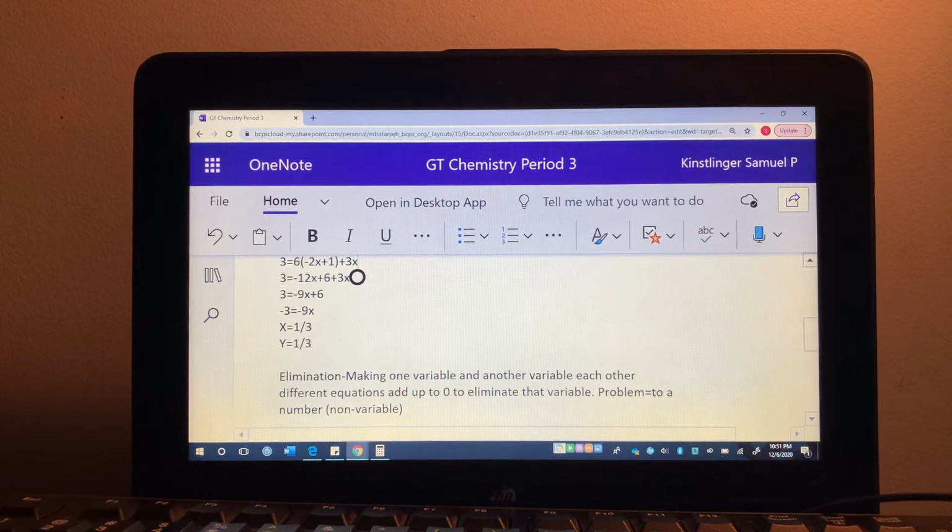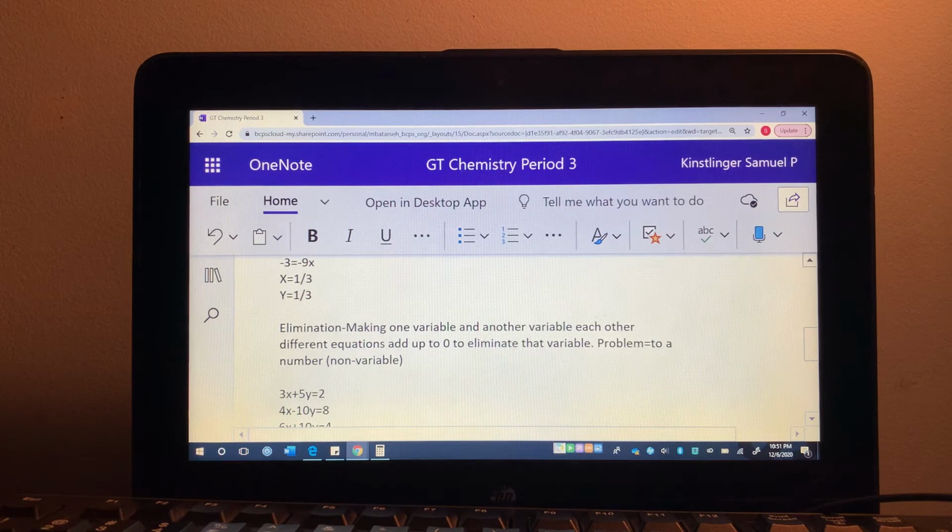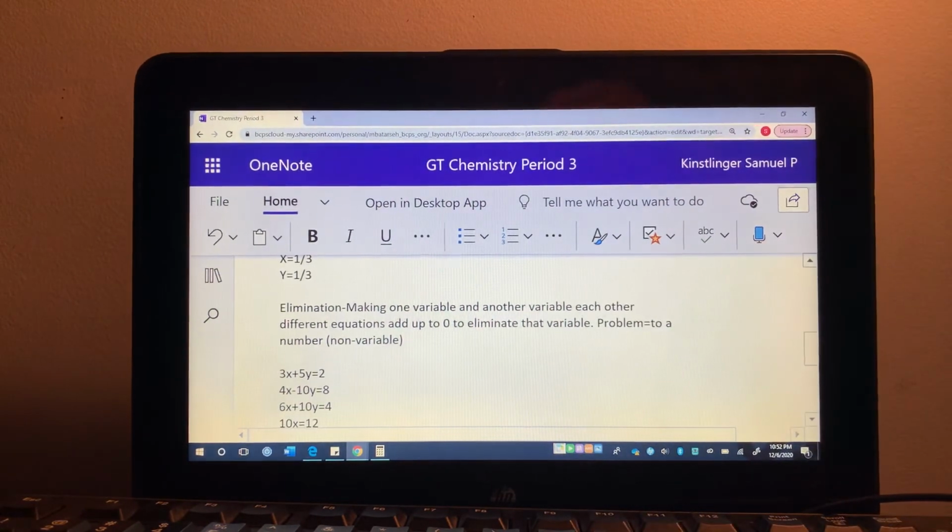Now, usually it's better to use elimination when the problems are equal to a number, like these two problems with 4x minus 10y and 3x plus 5y. They're equal to 2 and 8, which are non-variable numbers. Now, I look at the bottom and I see there's a negative 10y. I want something that cancels out with it, something I can add to negative 10y to get 0. Well, I can add plain old 10y. And I see there's a 5y in the top one. 5y times 2 is 10y, so I'm going to multiply that equation by 2. And I'm going to get 6x plus 10y equals 4.